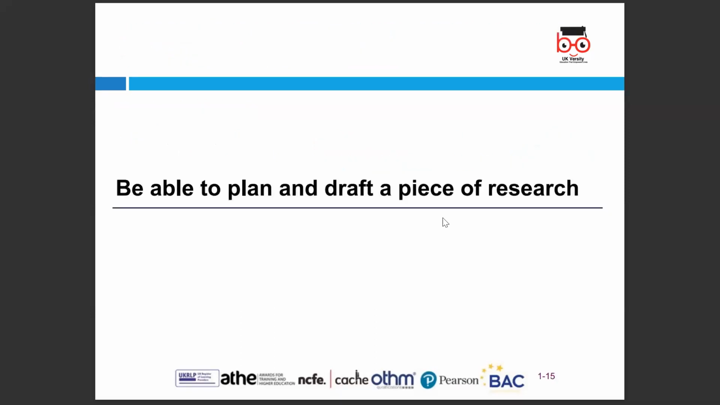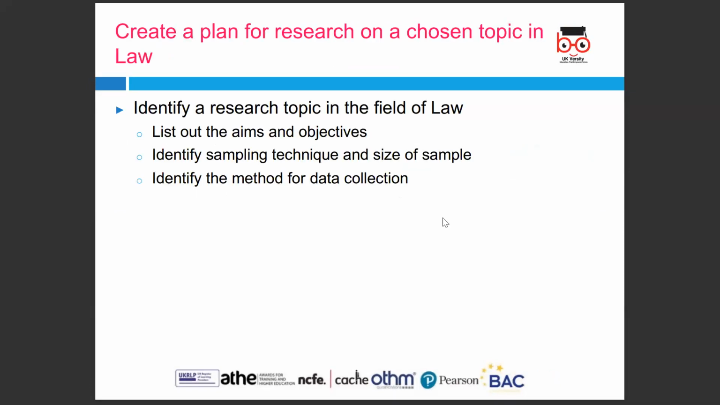The next one is to be able to plan and draft a piece of research. Create a plan for research on a chosen topic area in law. Identify a research topic in the field of law. So we did give you some ideas in regards to research topic areas, things like maybe domestic violence, maybe forced marriages, maybe the criminal justice system, identifying if there are any sentencing issues, and the impact of legislation on businesses, the rights of shareholders in minority takeovers. So there are a wide range of examples for you to look at when choosing a topic area in law. So you need to identify a research topic in the field of law.